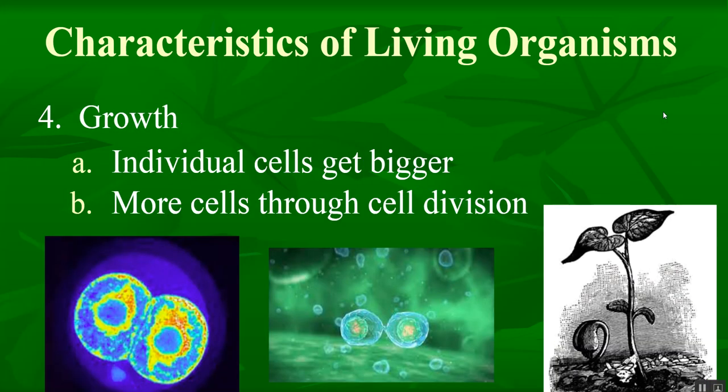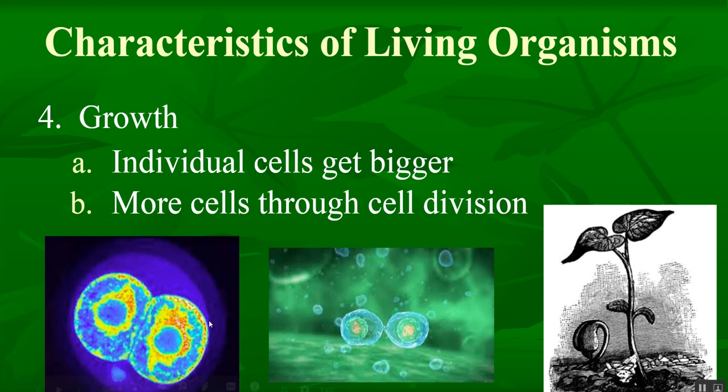Characteristic number 4 is growth. A lot of times you will see this as growth and development because things do change as they get bigger, as in this picture. It starts off as a seed, then a bud, then a plant. So it's not just growing, but it's also developing. It's changing. So individual cells get bigger, and then you also get more cells through cell division.